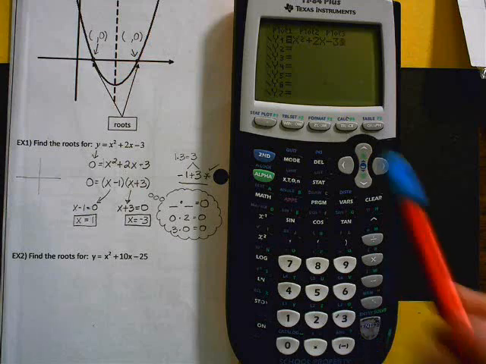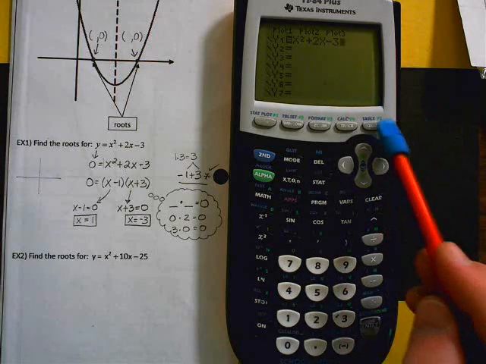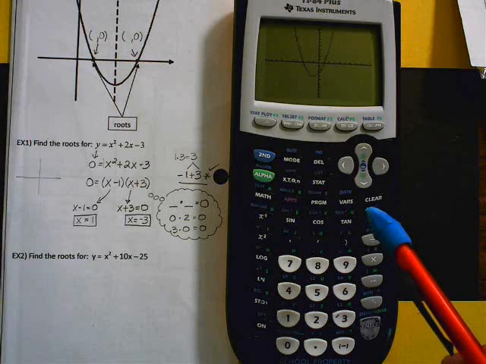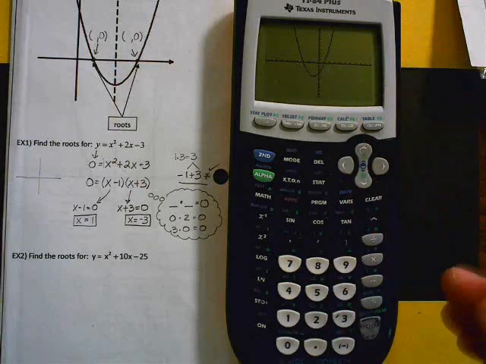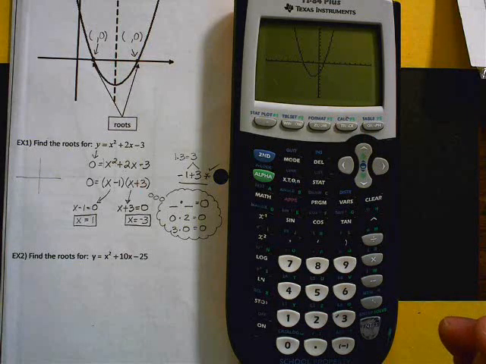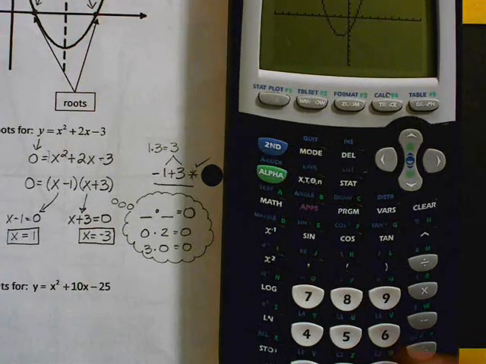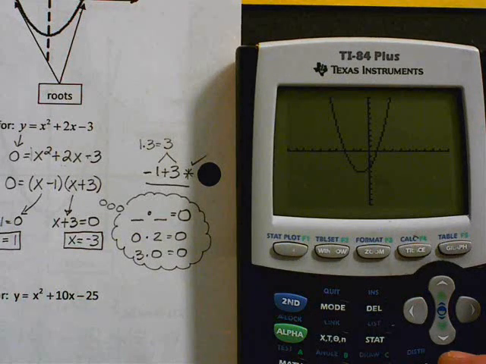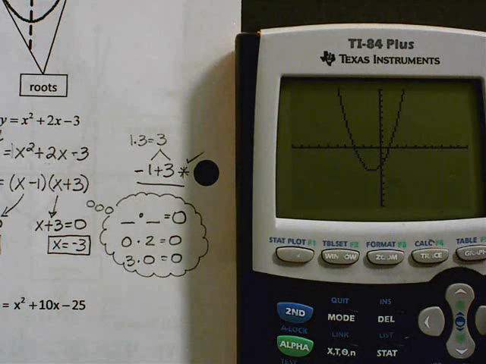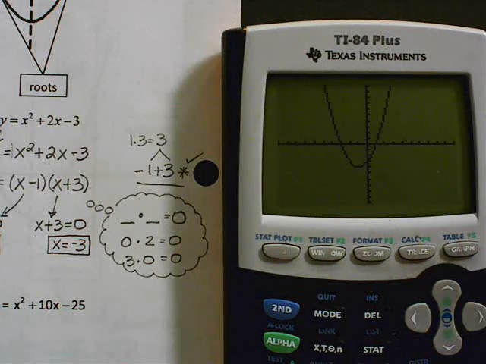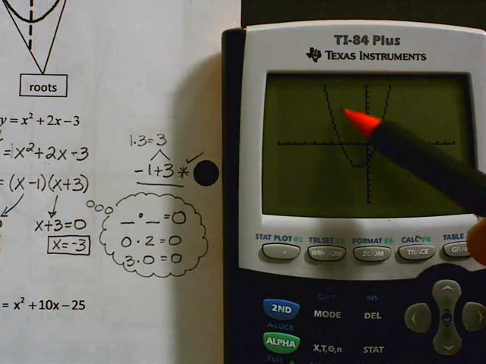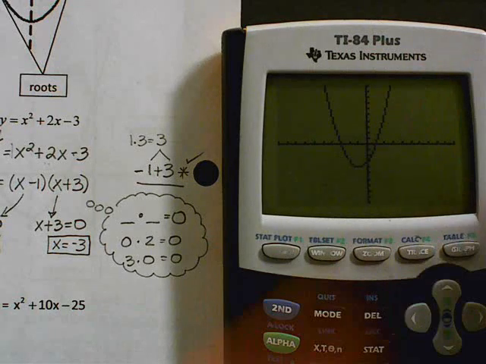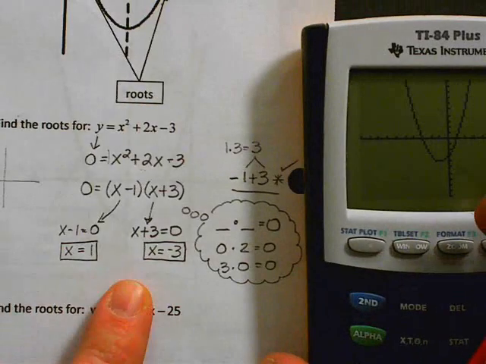And if we press graph, which is this button right here, you can see that here's my graph. Let me zoom in again and bring down my calculator. Let me do a little bit more. Alright, here we go. As you can see, my graph intersects the x-axis at 1 and negative 3. And that's exactly the answers that I got by doing it algebraically.